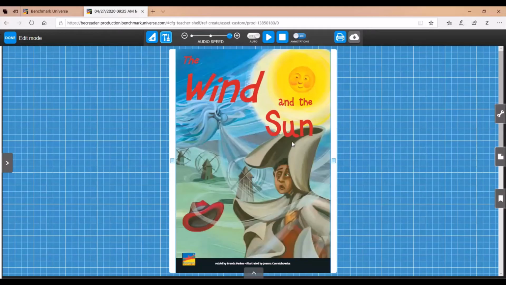Okay, so today we're going to be reviewing the story, The Wind and the Sun, so that we can figure out what the genre of the story is, if it's a fairy tale, a folk tale, or informational text. So we're going to be looking for the clues.